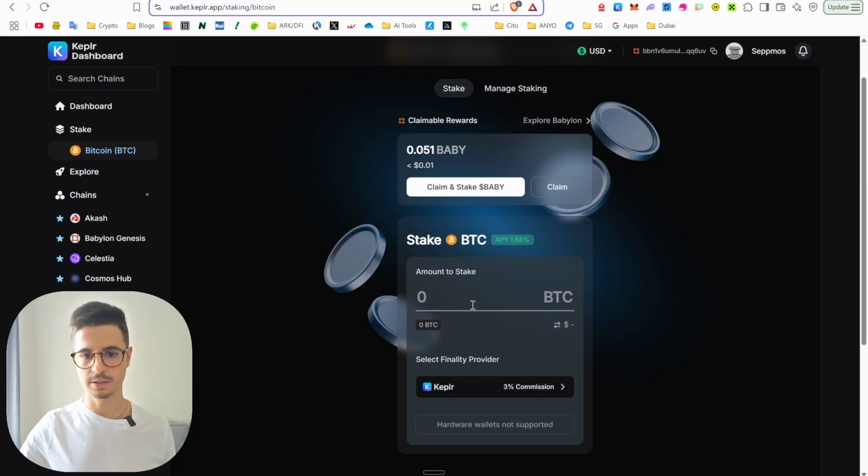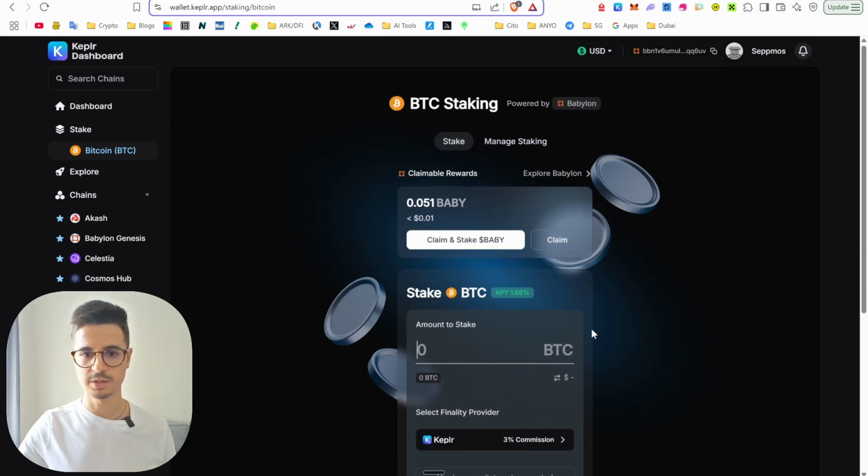You can come here, choose whatever amount of Bitcoin you would like to stake. You choose your finality provider and you stake it here. And of course, you can also claim your staking rewards all here directly in the Keplr dashboard. As you see, the Bitcoin that we staked before already earned us some baby staking rewards. We can simply claim them or claim and stake directly through this dashboard.